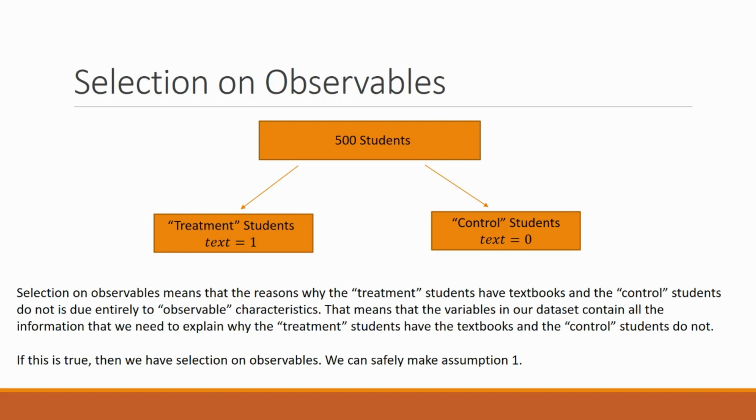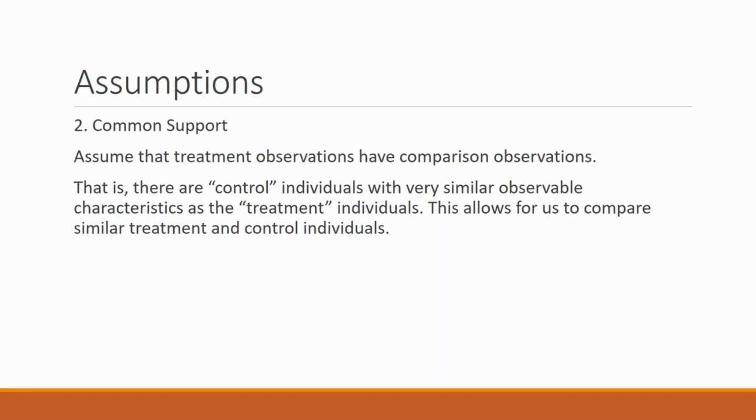So you need to be very careful before you use propensity score matching to make an argument for why you think that this assumption, selection on observables, is going to hold. Why will this assumption be true? Can we say that whether or not a student is in the treatment group is entirely based on observable characteristics, characteristics that we're able to observe? So that's assumption number 1, selection on observables.